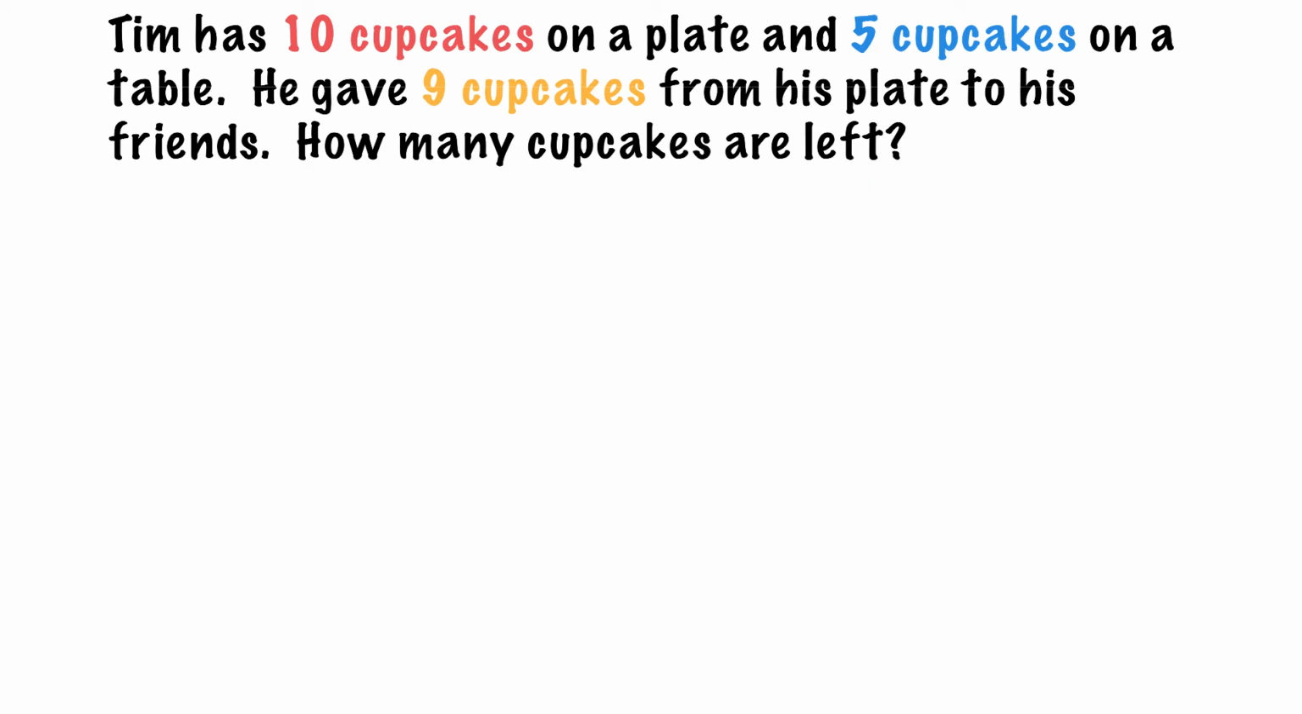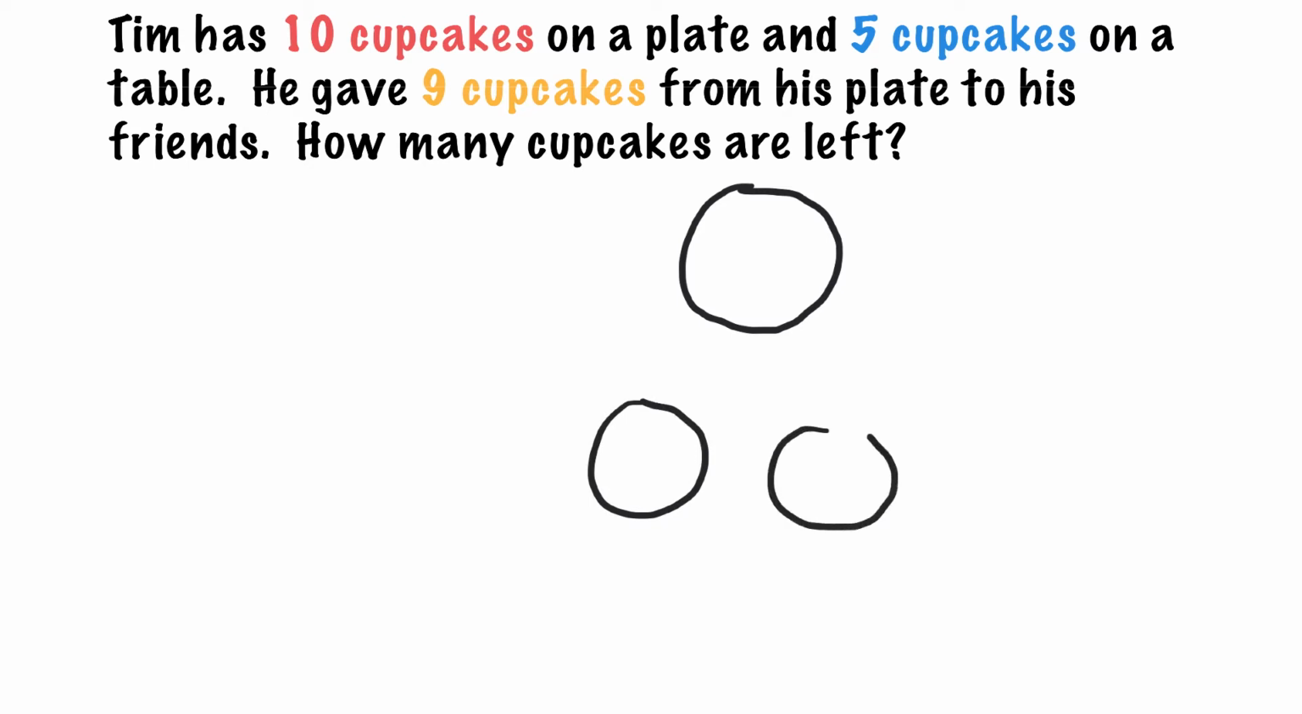We've got a lot of good information here, but we don't know what our total number is yet, do we? We have our two parts that they gave us, 10 cupcakes on a plate, 5 cupcakes on a table, and we have what he gave away, the 9 cupcakes, but we don't have the total number yet. So to do that, let's make a number bond. So I'm going to make a number bond right here, and I'll have my two parts here.